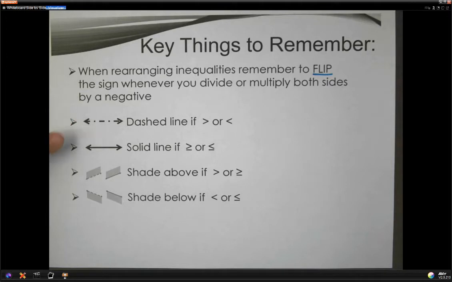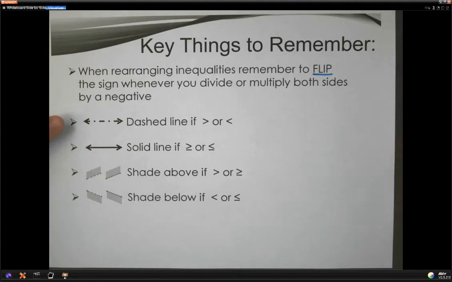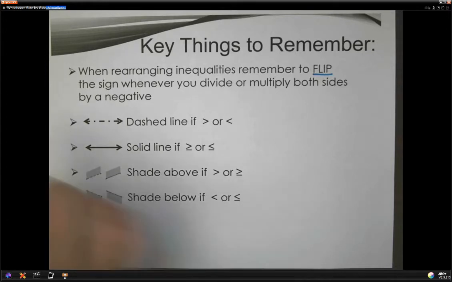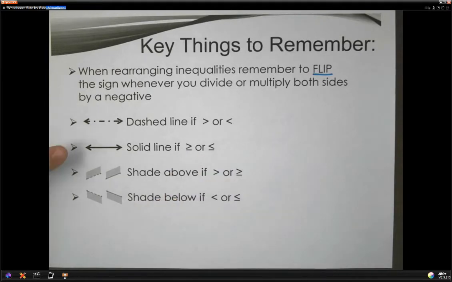A couple of other things that we learned last time were about our line. Our line could be one of two ways. It could be dashed, and that's if it's greater than or less than. Remember that the dashed line implies that any point on that line is not a solution. And then it could be solid, and remember, that's if it's equal to, as in greater than or equal to or less than or equal to. That implies that every point on the line is actually a solution. So that was one of the first things that we had to remember.